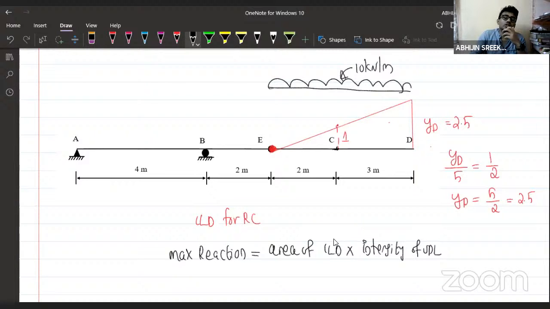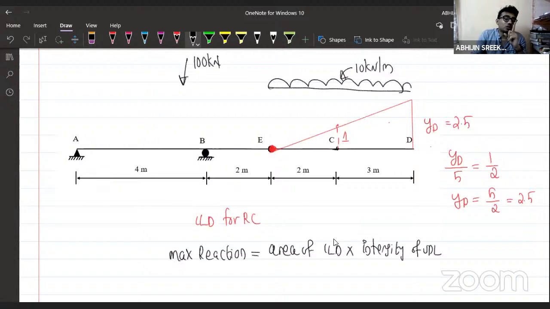Remember this. Instead of the UDL, if it was a point load, where should we place it? Should I place the unit load at the point E, or at C, or at D? Suppose there is a point load of around 100 kilonewtons moving on the beam. Where should we keep the point load to get the maximum reaction?